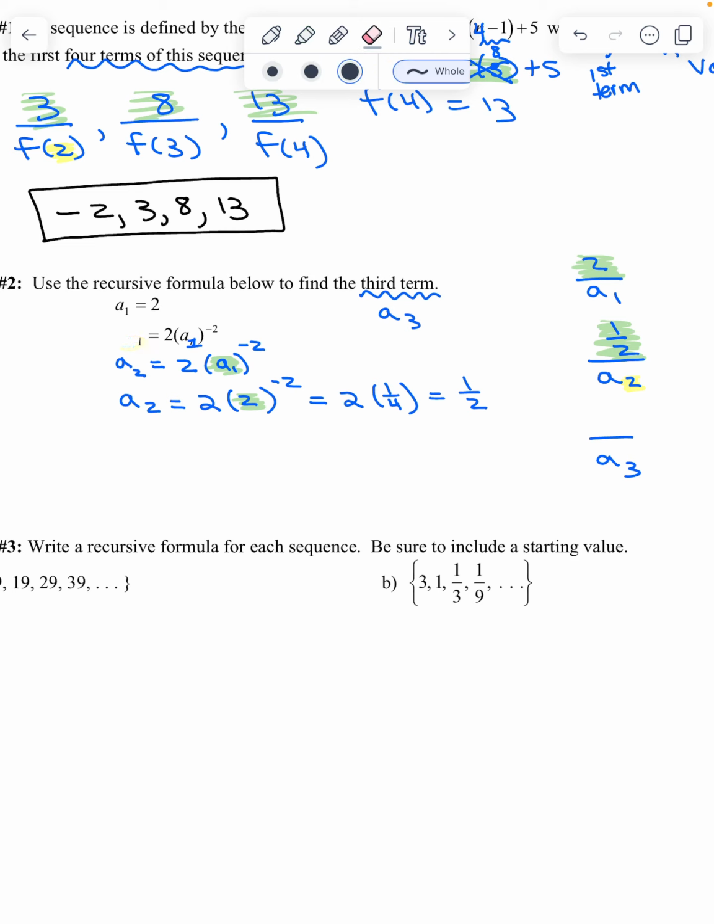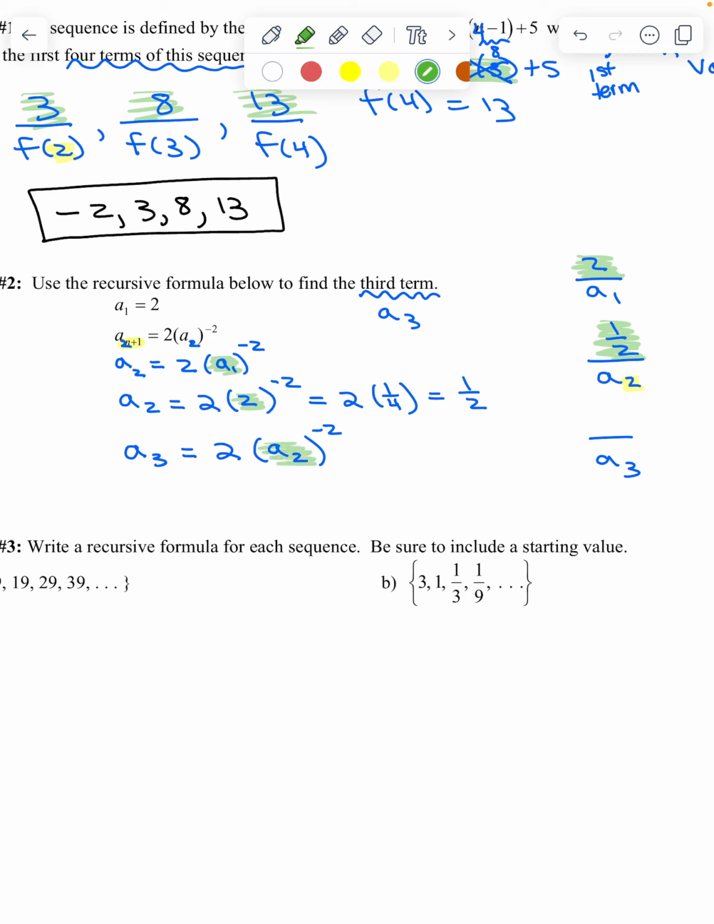Right? So I'm going to go back to my formula, and I'm going to look here, and I'm going to say, okay, I need this little subscript now to say a 3. So what plus 1 gives me a 3? That would be a 2. Right? So anywhere in my formula that I see an n, I'm going to plug in a 2. So this would really be a sub 2 plus 1, which is a sub 3, equals 2 times a sub 2 to the negative 2.